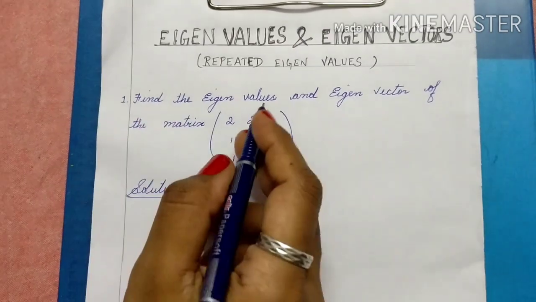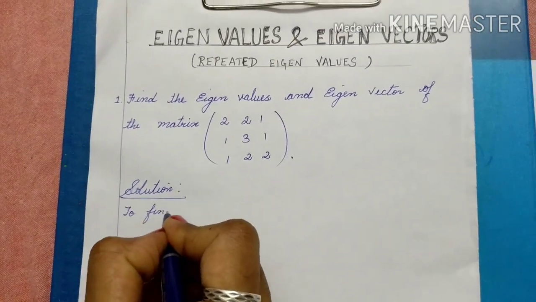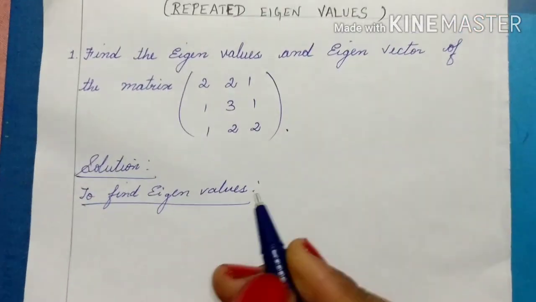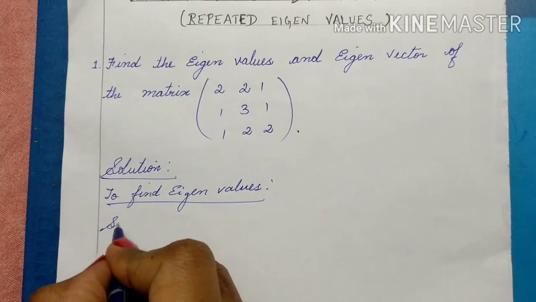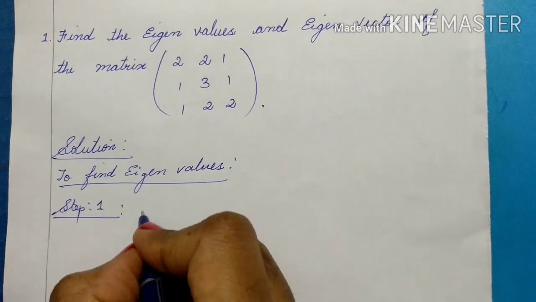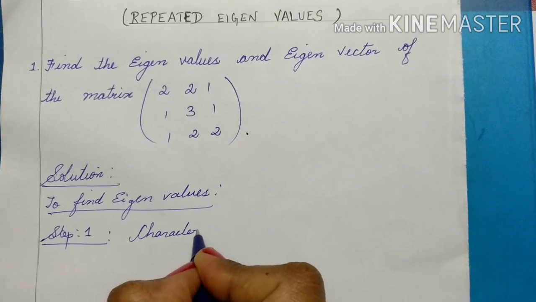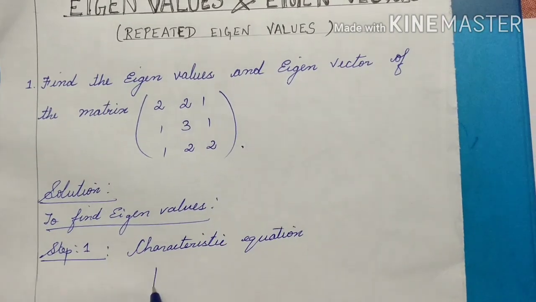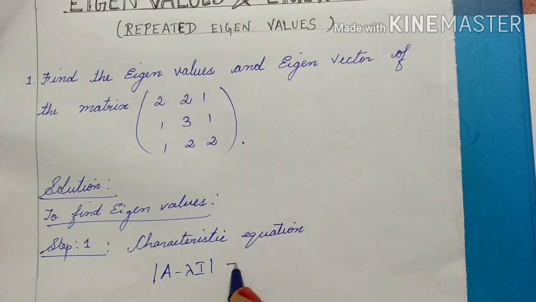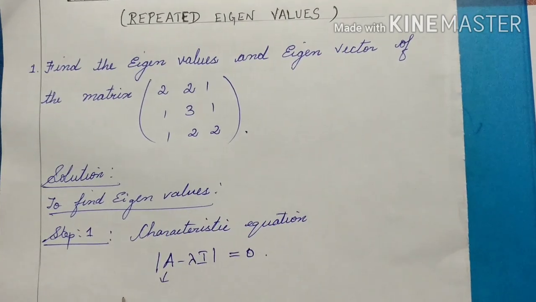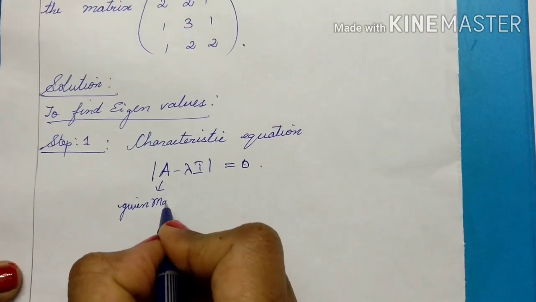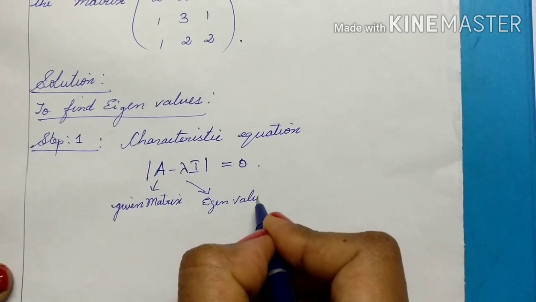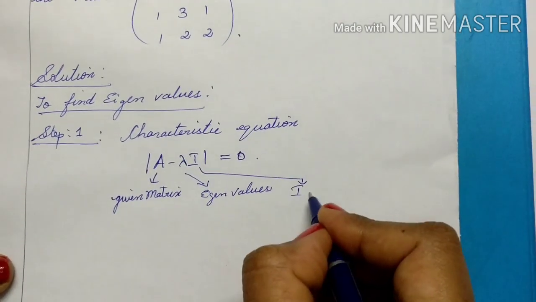So first we are going to find eigenvalues. To find eigenvalues, we are going to solve in two steps. Step 1 is, we have to find the characteristic equation, which is nothing but determinant of A minus lambda I is equal to 0, where A is the given matrix, lambda is what we are going to find, the eigenvalues, and I is the identity matrix.